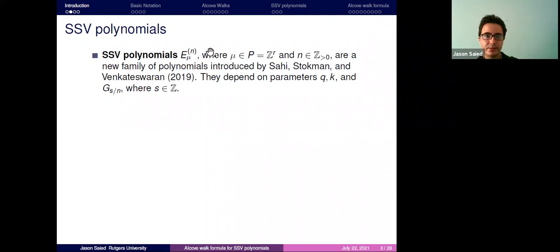SSV polynomials are a family E mu upper n, where mu is some integer weight and n is a positive integer. These were introduced in 2019 by Sahi, Stokman, and Venkateswaran. They depend on many parameters. First, they're functions of x, and then they have the two Macdonald parameters q and k, and also a new family of parameters, these g's. These g's are really coming from the metaplectic side. In the Whittaker functions, there are certain Gauss sums that can be slightly generalized even in that setting to parameters. Here we'll just treat them as parameters for the SSV polynomials.